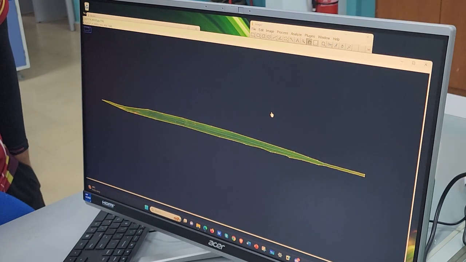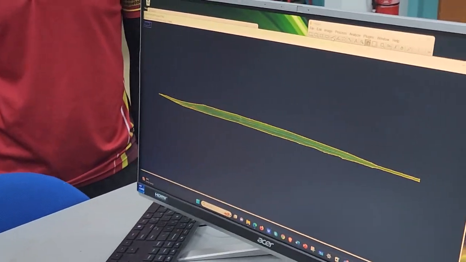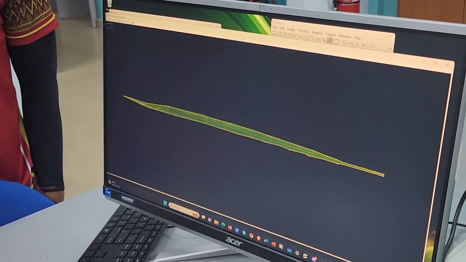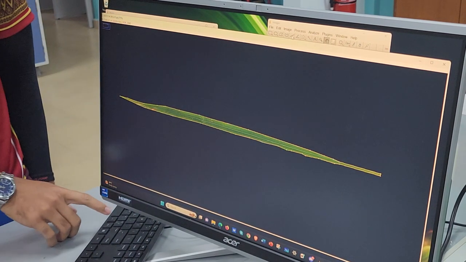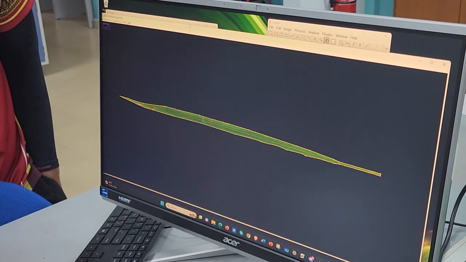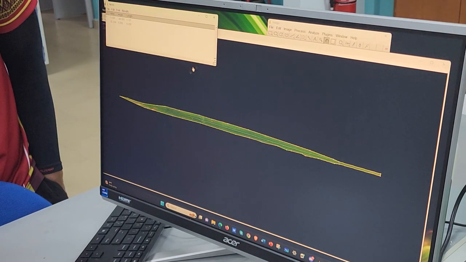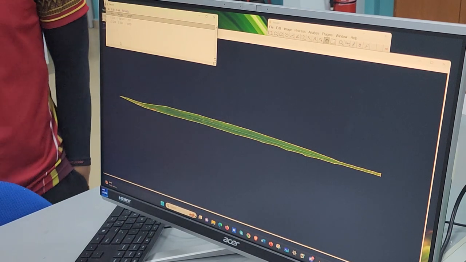Okay, now don't give any name yet. It is now highlighting the whole leaf, right? Press F so that you get the leaf area. Press M, open the window again. Now you get the leaf area, which is 50 for my leaf, 52.